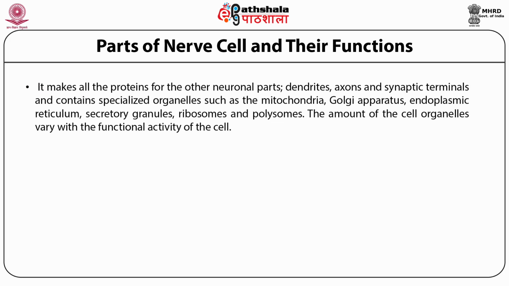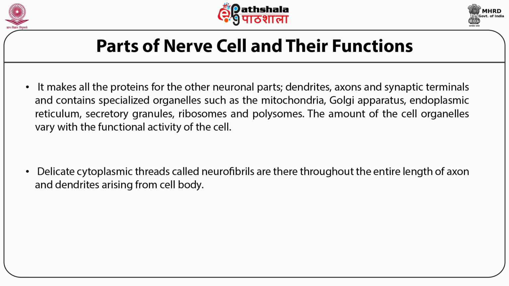It makes all the proteins for the other neuronal parts like dendrites, axons and synaptic terminals, and contains specialized organelles such as mitochondria, Golgi apparatus, endoplasmic reticulum, secretory granules, ribosomes and polysomes. The amount of the cell organelles varies with the functional activity of the cell.